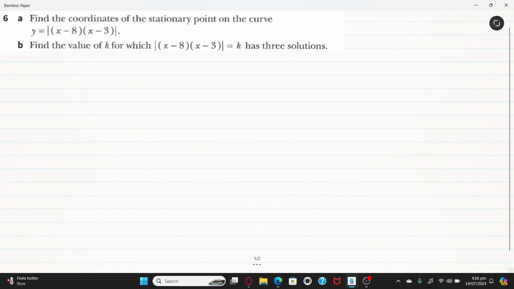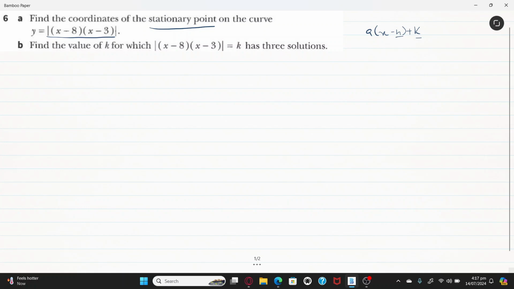Okay, so we'll jump directly into question 6, which says to find the stationary points on the curve y equals the modulus of (x minus 8)(x minus 3). I've discussed this in the previous lecture, however I'm going to give a recap. We have discussed the form a(x minus h) squared plus k, which is factorized from a quadratic equation, and it allows us to find the maximum or minimum point's x and y values. So the x value is h and the y value is k.